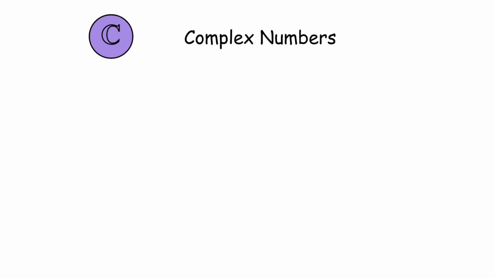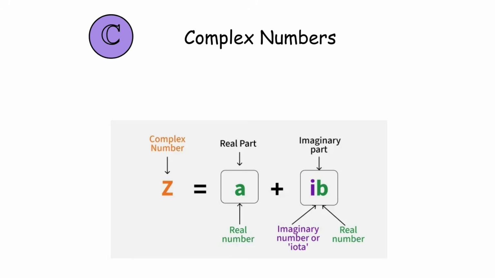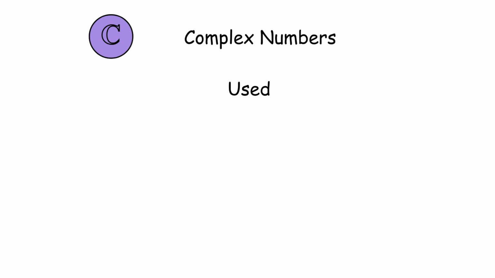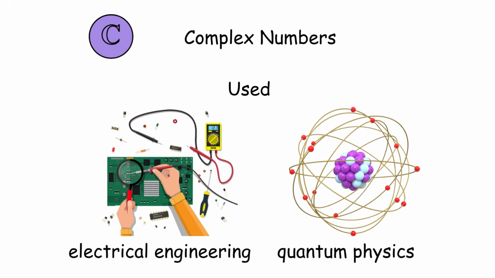Complex numbers are a combination of real numbers and imaginary numbers. They are written in the form a plus bi, where a is the real part and bi is the imaginary part. Complex numbers are used in various fields, like electrical engineering and quantum physics, where real numbers alone can't describe certain phenomena.